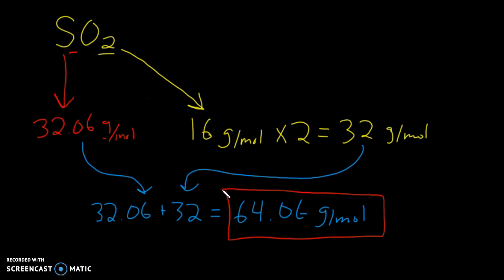So remember, when finding the molar mass of an element, you just look on the periodic table and write it down with units of grams per mole. When you're trying to find the molar mass of a compound, you have to add together each of the elements that make it up and make sure you account for how many of each element there are. And your units are still grams per mole. Make sure you have your units on your answer. And that'll be it for this video.